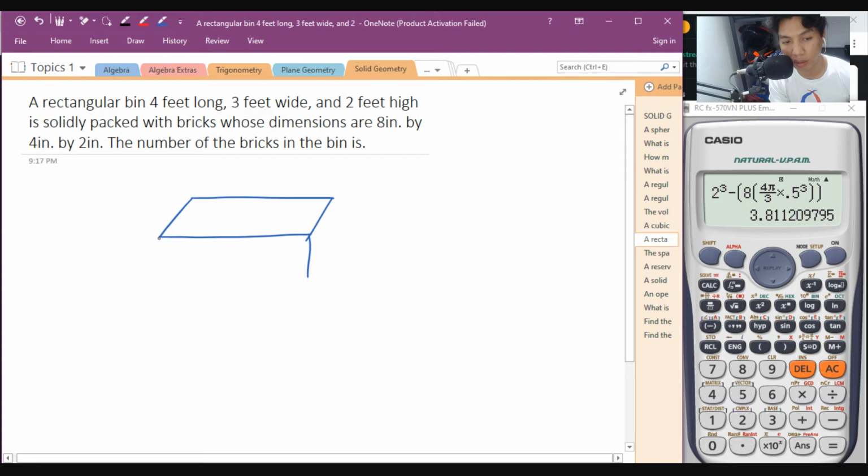Yan. May rectangular bin ka diyan. Yung bricks mo, pula na lang natin. Ganyan lang kaliliit yung bricks. Ayan. Ilan daw na bricks ang kailangan mo nito?